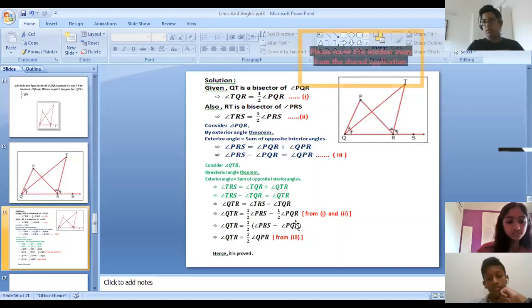Now, when you observe this, children, what is common in these two? 1 by 2. You have learned factorization, I think. Whatever is common we will write outside, and the remaining we need to write in the brackets. So half is taken out. So what is left over in the brackets? Angle PRS minus angle PQR. But what is the value of this? PRS minus PQR, from step 2, is angle QPR. Therefore, angle QTR, the angle formed here, equals half of the angle formed at this point P. Hence, it is proved.